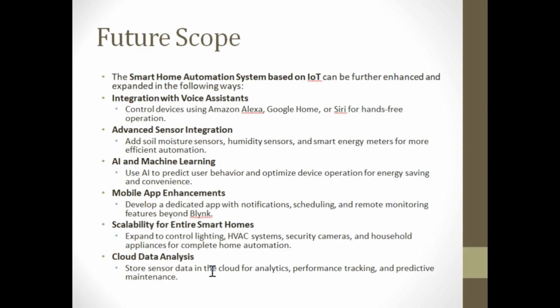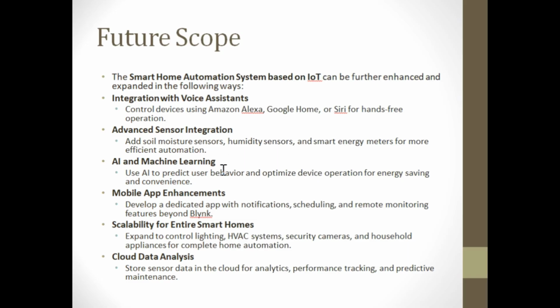These are some future scopes. The smart home automation system based on IoT can be further enhanced and expanded in the following ways. Here I am going to give some future scopes. Integration with voice assistants: control devices using Alexa, Google Home and Siri for hands-free operation. Already we saw this in applications, but we can use it as a future scope also. Advanced sensor integration: add soil moisture sensors, humidity sensors and smart energy meters for more efficiency and automation.